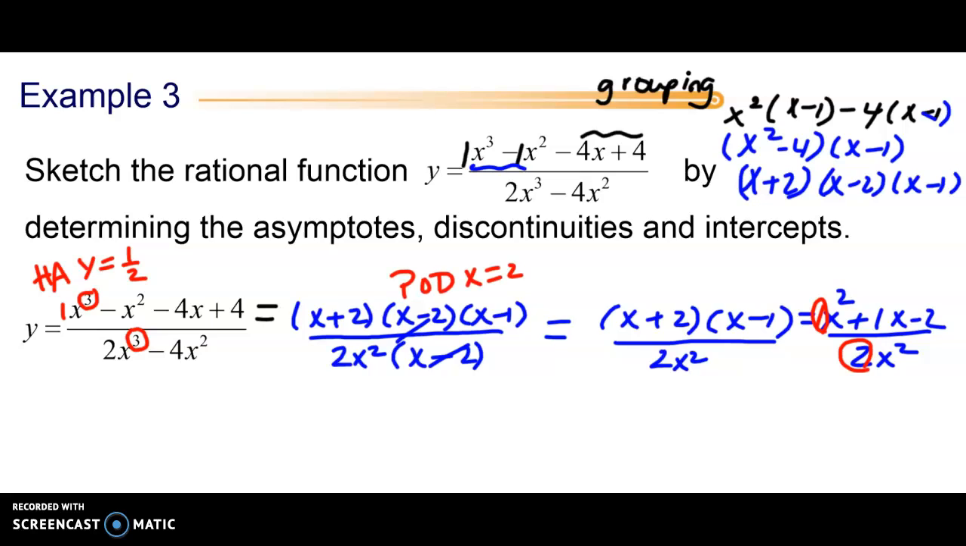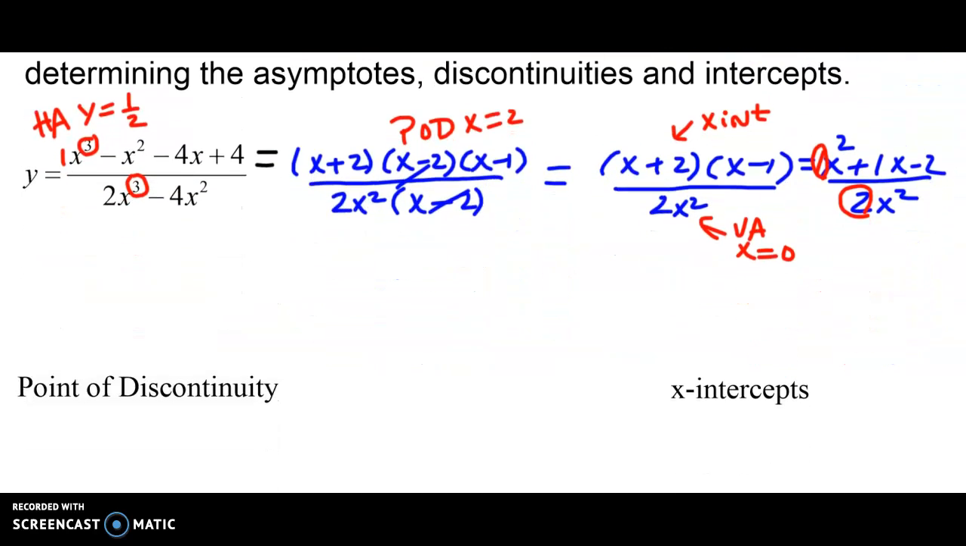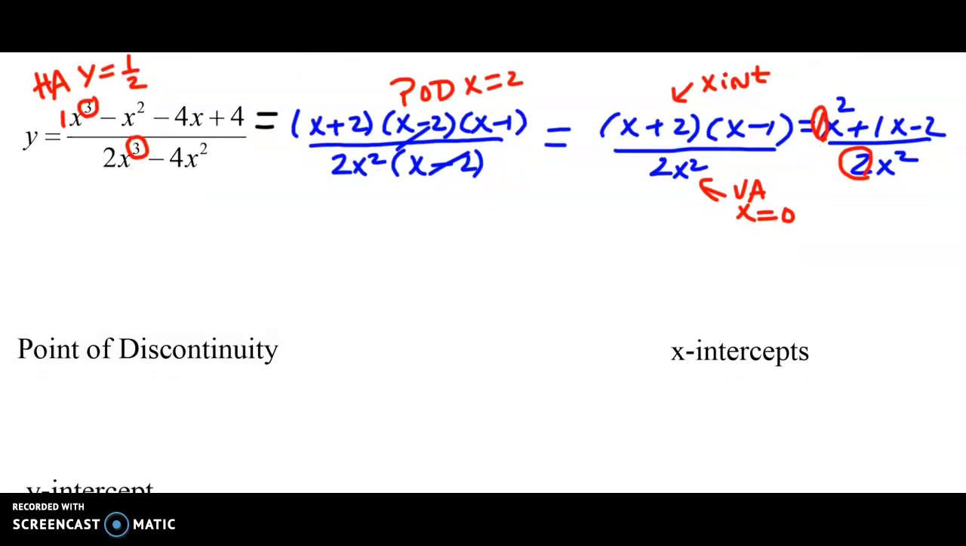I know I'm going to have x-intercepts from my numerator, and I'm going to have 2 of them. And I know I'm going to have a vertical asymptote at 0 in my denominator, because that's where the function's undefined. So we're going to find all those values using algebra, and then we'll graph it. So our POD, our point of discontinuity, occurs at x subtract 2, where x equals 2.